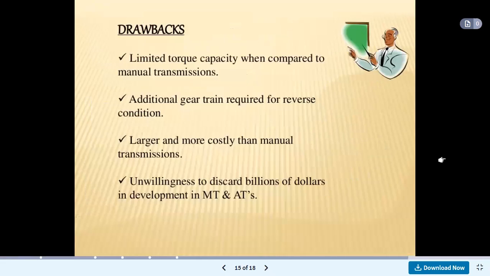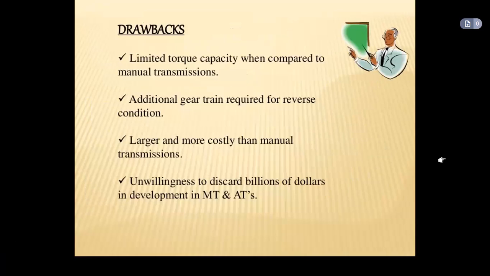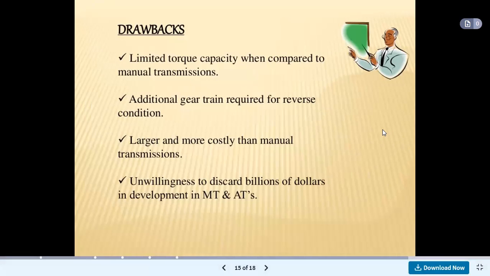If we see the drawbacks, there is limited torque capacity when compared to manual transmission. An additional gear train is required for the reverse condition. It is larger and more costly than manual transmission, and there is unwillingness to discard billions of dollars in development in manual transmission and automatic transmissions.